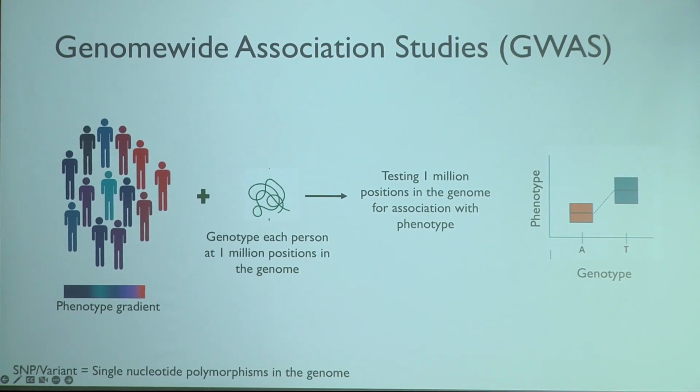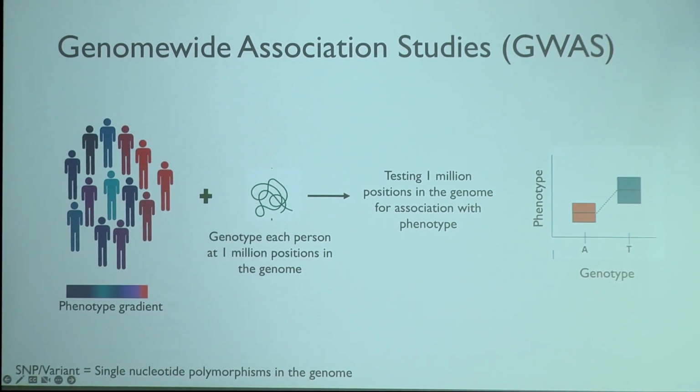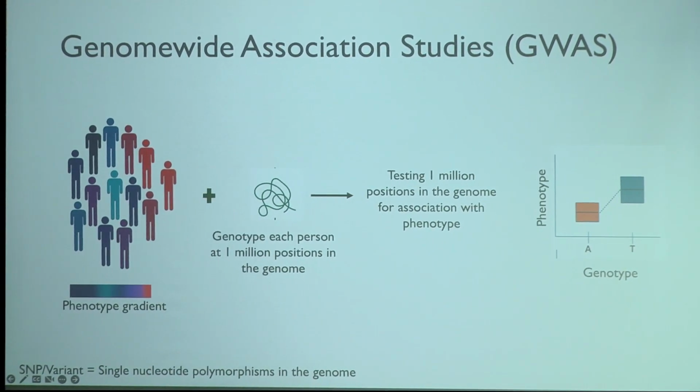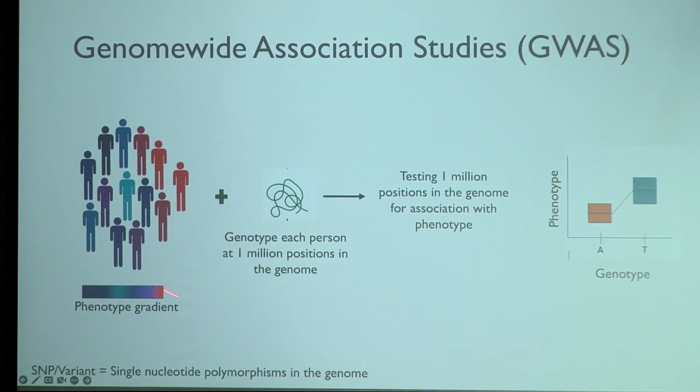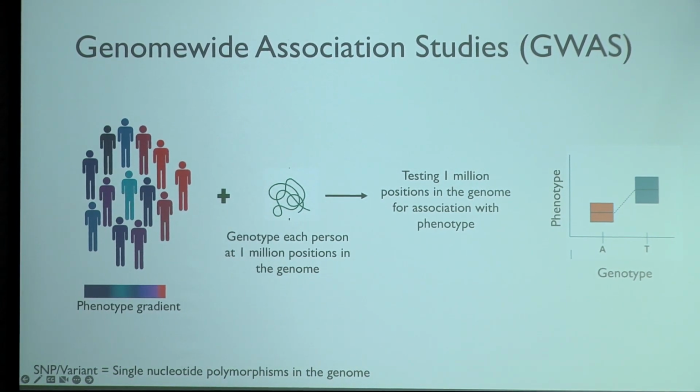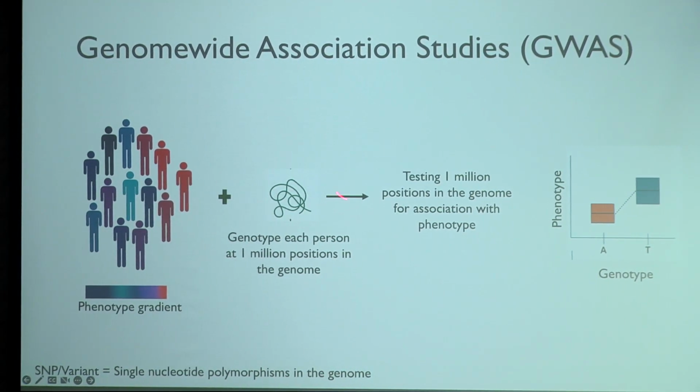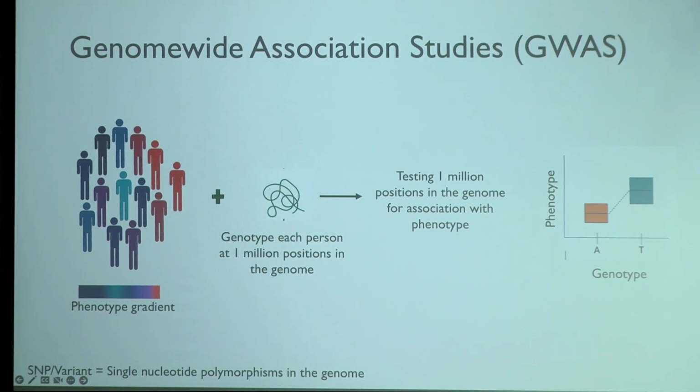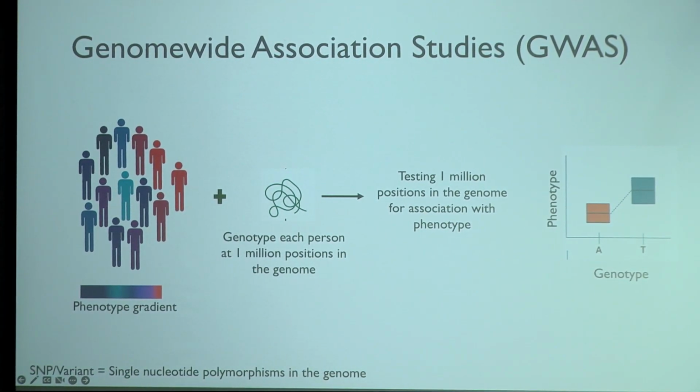Very briefly, a genome-wide association study is a very large population-based study where you work with individuals with a spectrum of phenotypes, genotype each individual at a few million positions in the genome, and then test each of these positions to see which of them are associated with a phenotype. That's what we're looking for: common positions in the genome that are associated with your phenotype of interest.